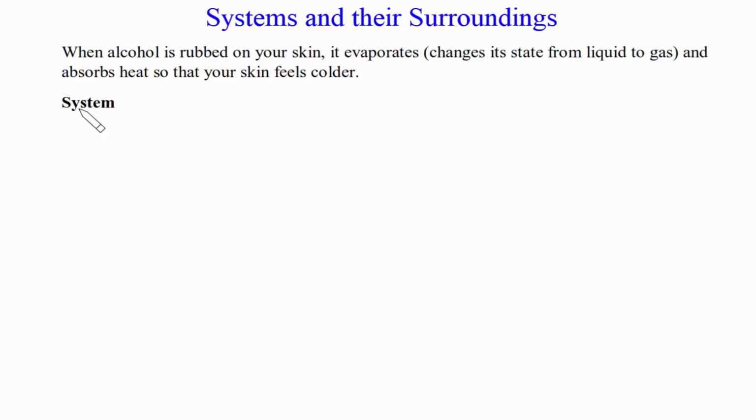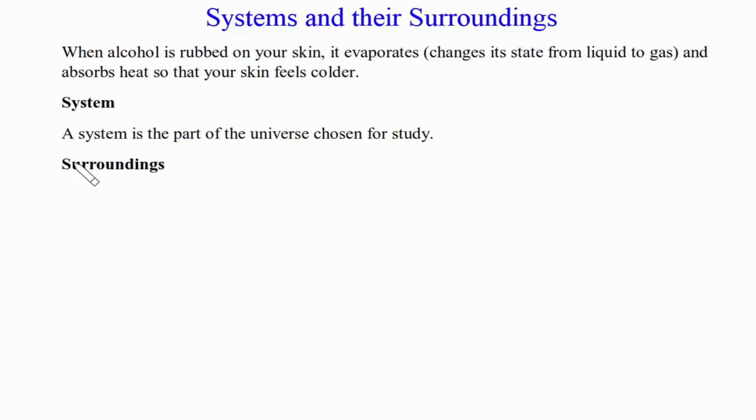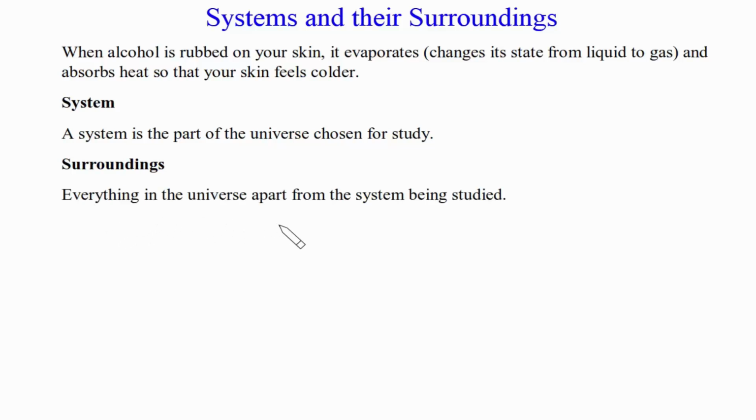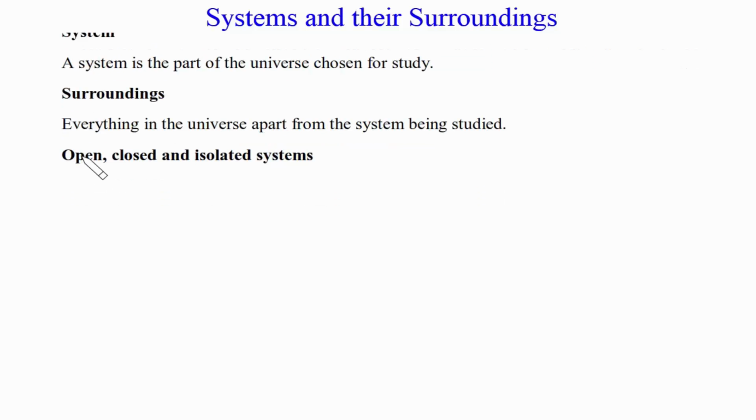Now we need a few more definitions. What is a system? A system is a part of the universe chosen for study. It can be very small or it can be very large. And what are surroundings? Surroundings is everything in the universe apart from the system being studied. So we're dividing the universe into a system and surroundings. Now we're going to talk about three sorts of systems: open, closed, and isolated systems.